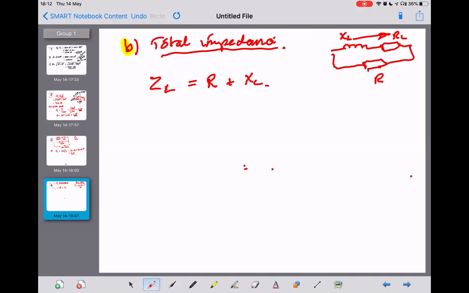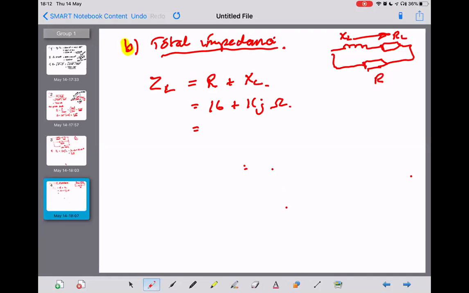That's that anyway. R plus XL, yeah? Which is 16 plus 11J ohms. And then to find ZT, all I've done is added ZL and what I've called ZR, which is just a resistor. So obviously I've not done... You've got to do the product over sum at some point.